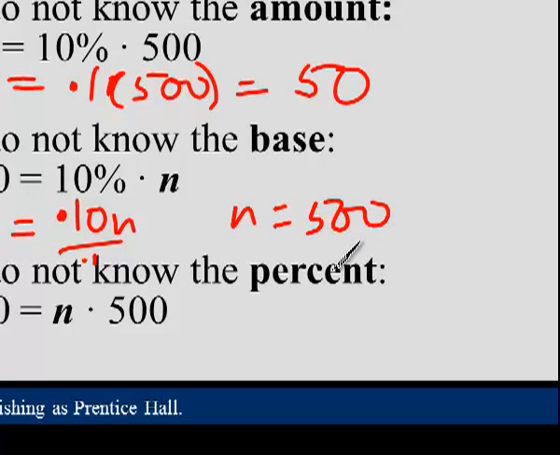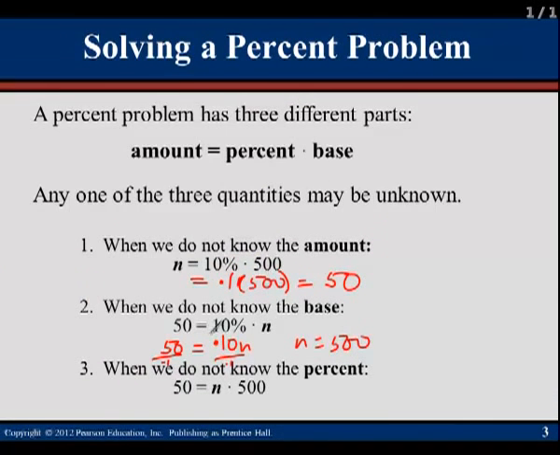So base is percent times amount. Base, percent divided by amount. The amount divided by the percent. Yeah, by the percent, right. Because what you're doing is you're solving algebraically. So you're dividing both sides by the 0.1 or 0.10.